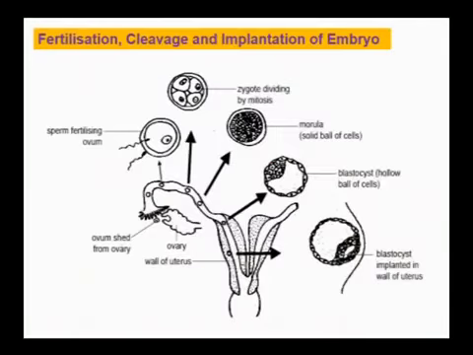Coming to the next aspects, called fertilization and embryonic development. The process of fusion of male and female gametes is called fertilization, and the product of fertilization is called the zygote.